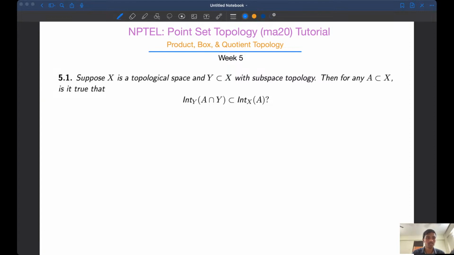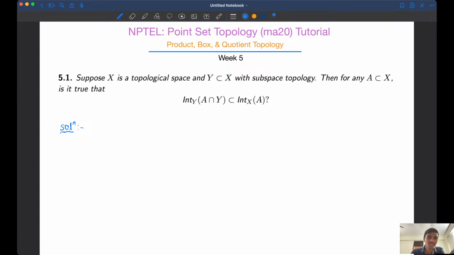So any idea or guess at least? Anyone? Just guess. So what do you think at least? Whether it is true or false? At least that much. Do you have any guesses? True, I think. Not sure.